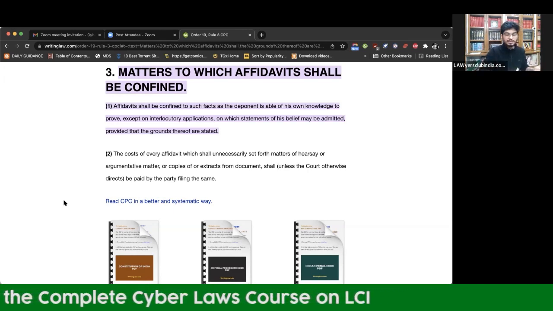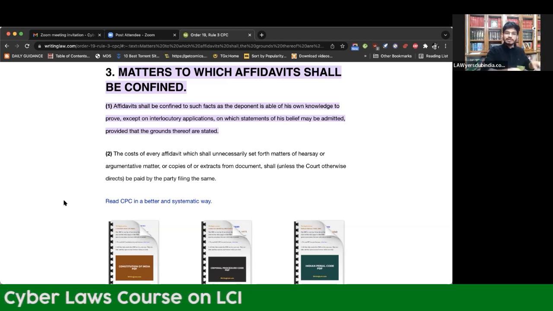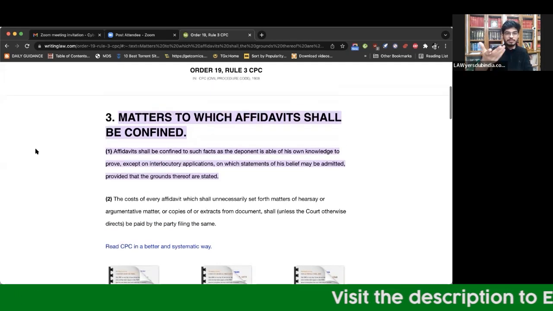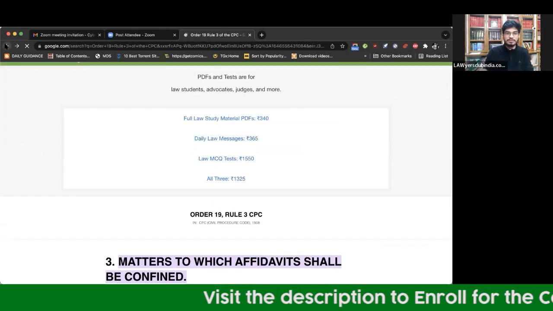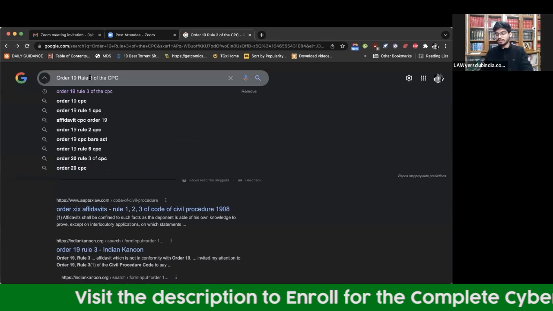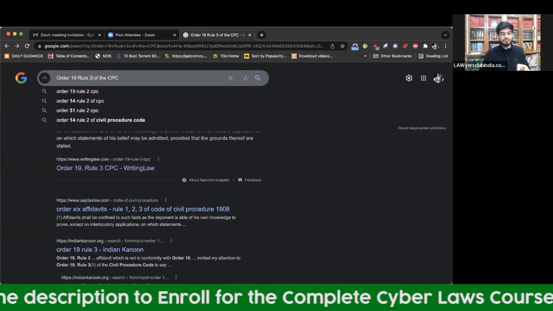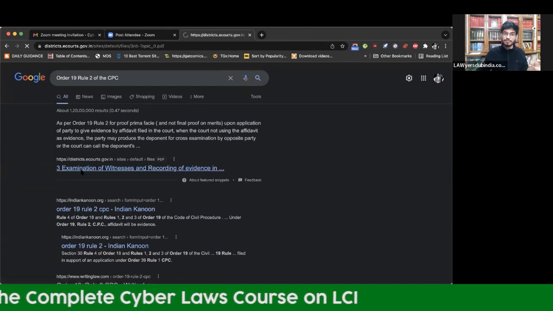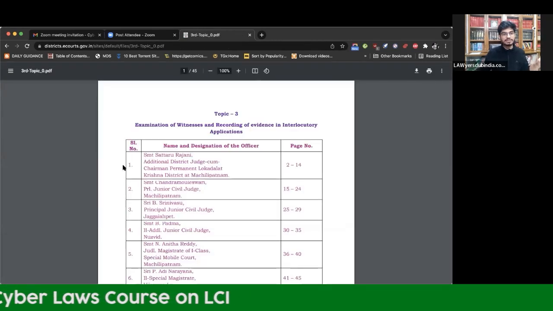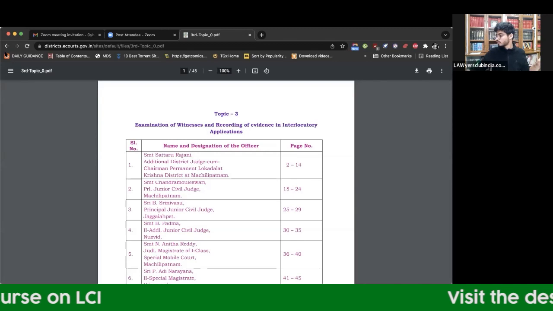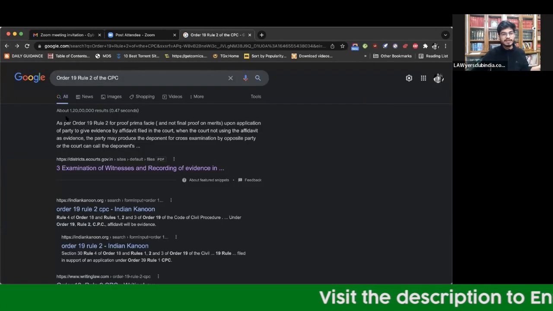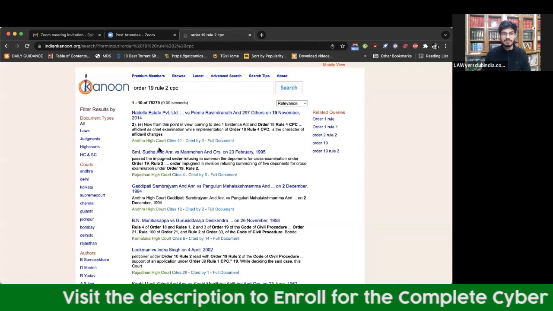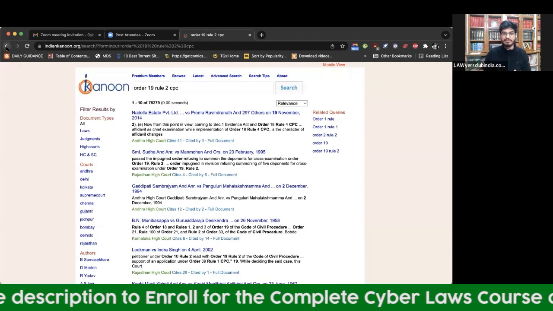Now I'll just come to this, and also in Order 19, you can go to Order 19 Rule 2, jahan pe cross examinations hoti hain aapki. There you can be cross examined as to the affidavit also. So you don't have to be very sure that if I put 65B, no one's going to question me. If the party applies to the court that the party wants to cross examine the person as to the affidavit, the person can do that, because cross examination is a right for almost, you know, everything.